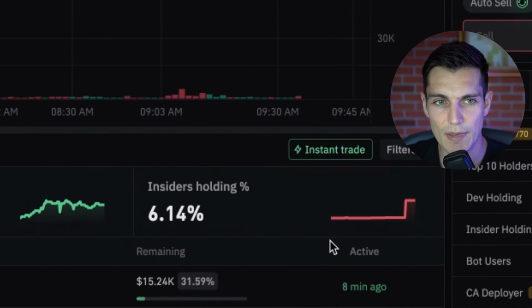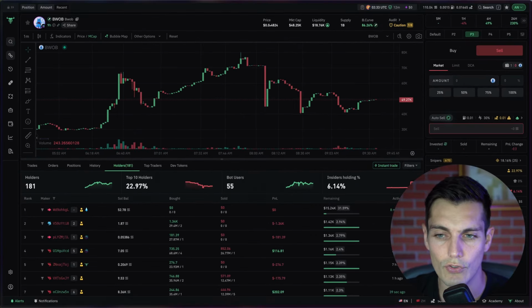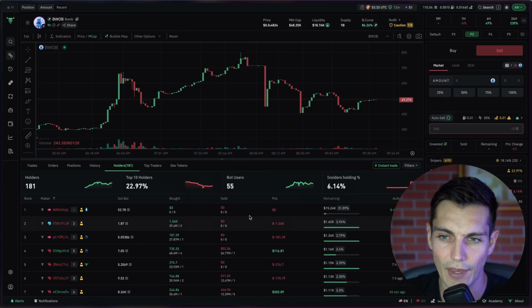So what does this mean? It means that top holders started to send their tokens to other wallets, so it doesn't look like they own everything. See, that's how you read the thing. That's how you read it.